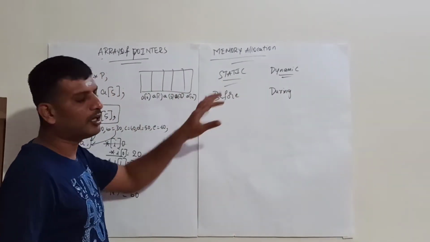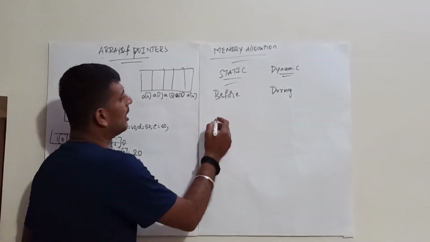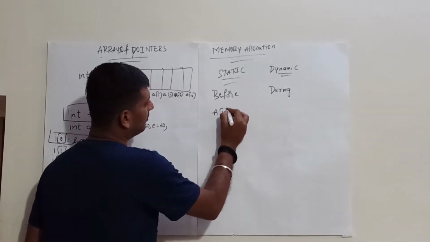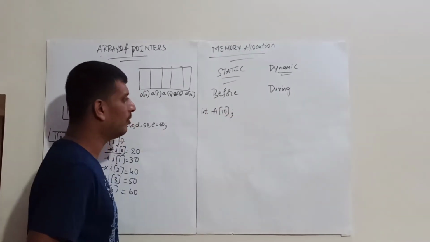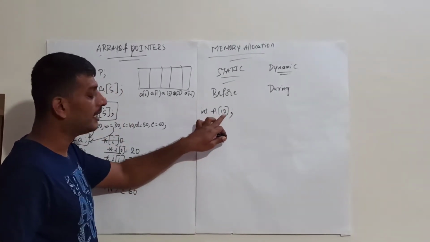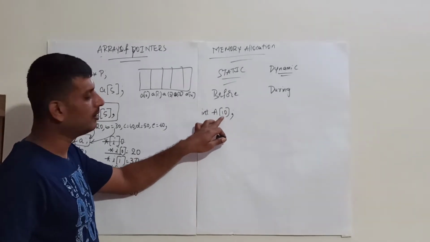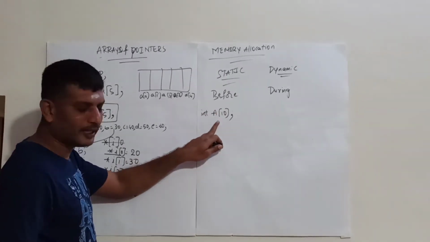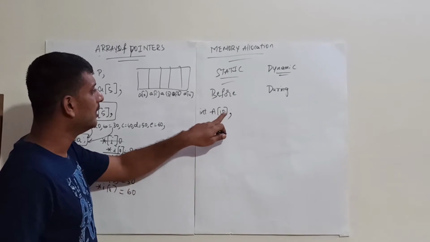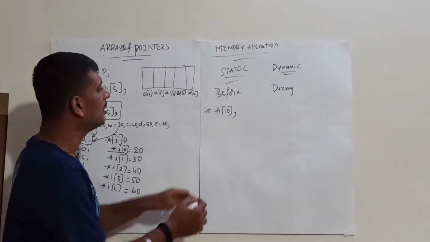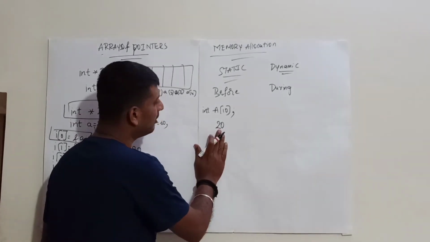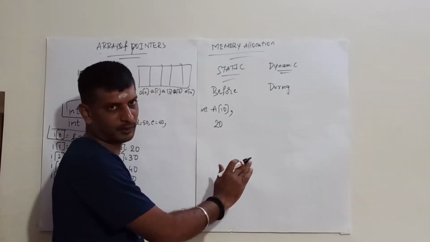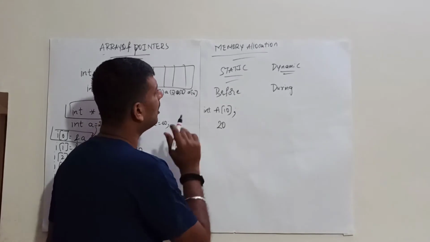In the static memory allocation, if I am declaring int a of 10, you are reserving exactly 20 bytes of memory, because an integer occupies 2 bytes of memory. I am reserving 10 integer spaces, so the total memory here will be equal to 20, and this value does not change because it is a static memory allocation.